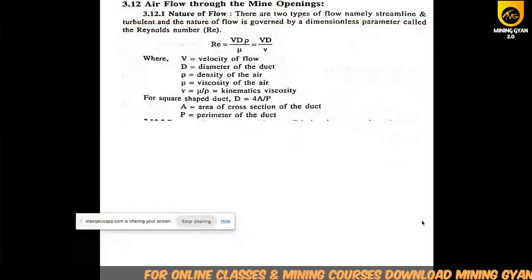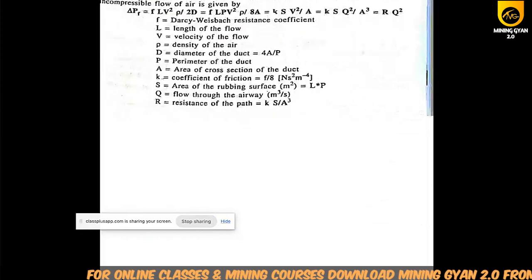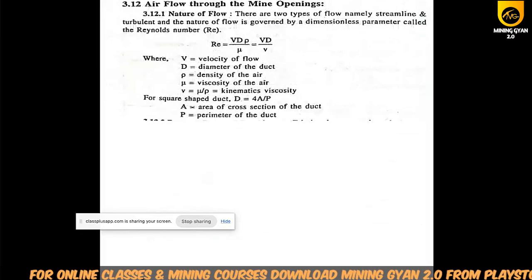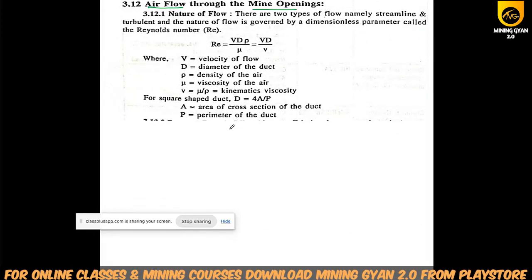Now come to airflow through the mine openings. There are two types of flow. First is streamline, and second is turbulent. You can say laminar and turbulent. I told you when I was discussing it. Okay, streamline and turbulent.